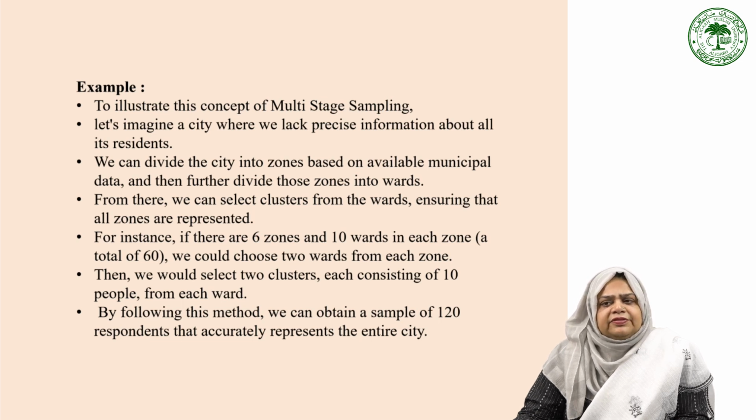For example, if there are 6 zones and 10 wards in each zone, it means there are in total 60 wards. We could choose 2 wards from each zone. Next, we would select 2 clusters, each consisting of 10 people, from each ward. By following this method, we can gather a sufficient sample of 120 respondents who represent the entire city.